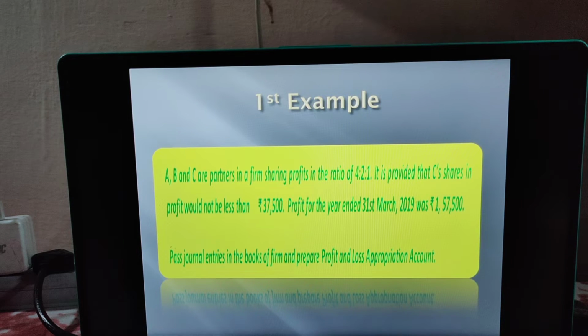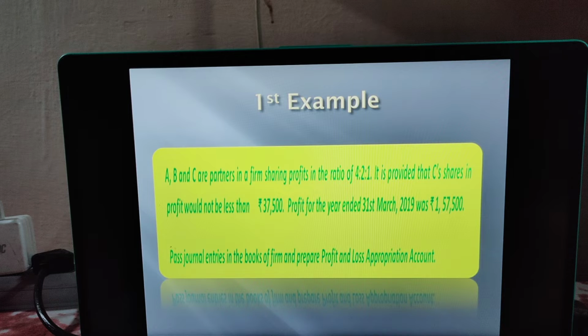See class, here it is written that C's share in profit would not be less than 37,500. Profit for the year was 1,57,500. Now pass journal entries in the books of the firm and prepare the profit and loss appropriation account. Okay, now A, B, C are partners, profit has been made, so we will transfer this amount to the profit and loss appropriation account. What will we write?